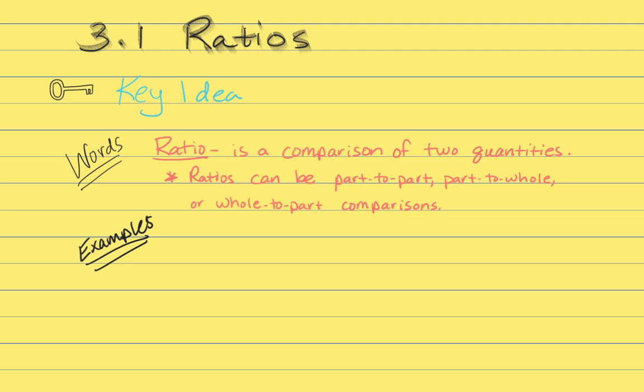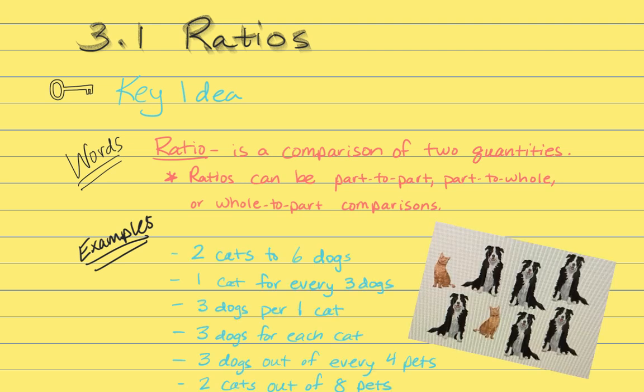Here are a few examples. The examples look like this. We've got 2 cats to 6 dogs. 1 cat for every 3 dogs. 3 dogs per 1 cat. 3 dogs for each cat. 3 dogs out of every 4 pets. Or 2 cats out of 8 pets. So as you can see, there's a lot of different ways that you can say and write this.